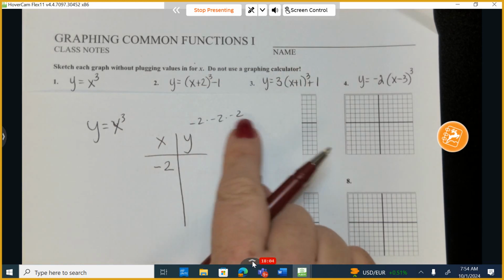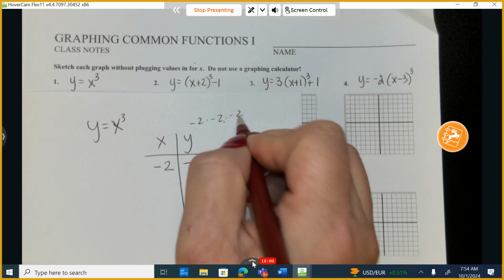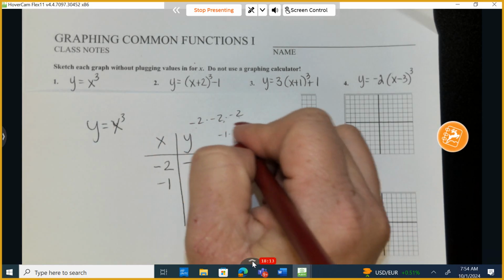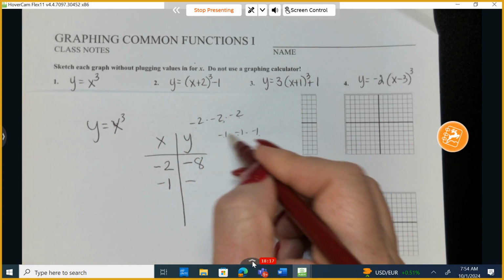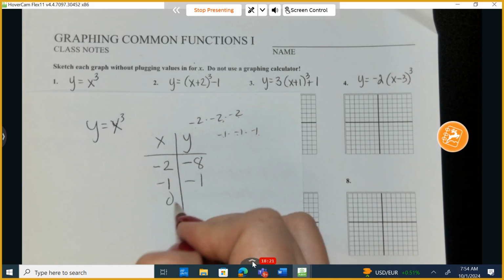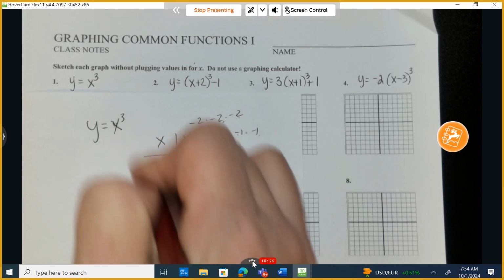Well, if you take a negative times itself 3 times, an odd number of negatives produces a negative. 2 times 2 is 4. 4 times 2 is 8. If I do -1 times -1 times -1, again, an odd number of negatives produces an output that's negative. 1 times 1 times 1 is -1. 0 cubed is 0. 1 times 1 times 1 is 1, and 2 times 2 times 2 is 8.